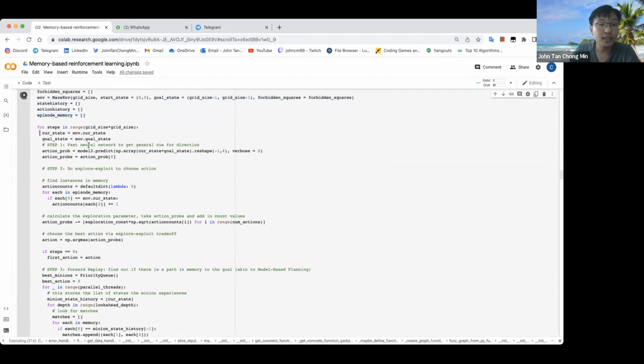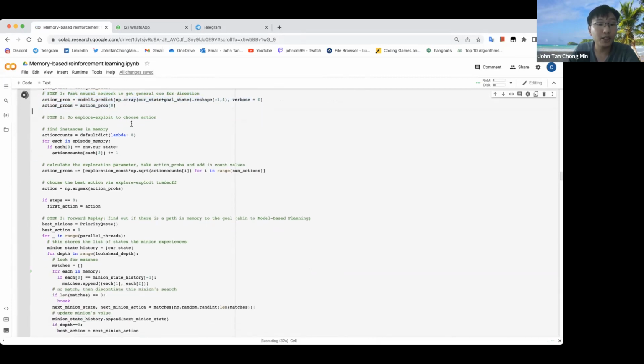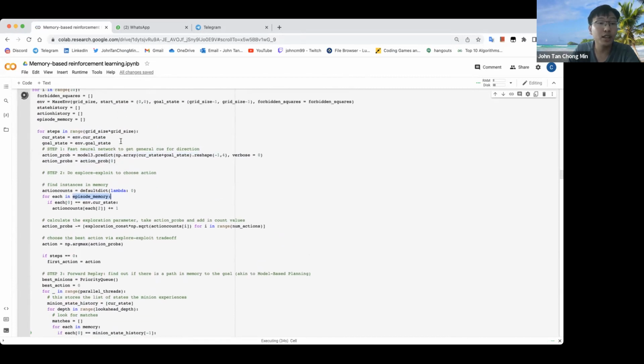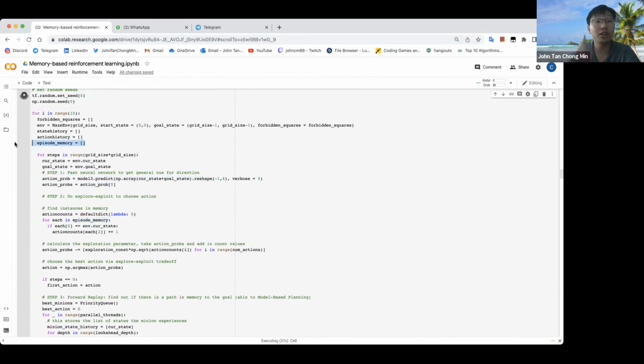What I do next is that for each of these steps, we use the fast neural network to get the general cue for direction, which means that we get the action probabilities of the current and goal state. After that, we do explore-exploit to choose the action, which is based on the episode memory, which is the memory that you only experience for that particular episode itself, not the total memory.